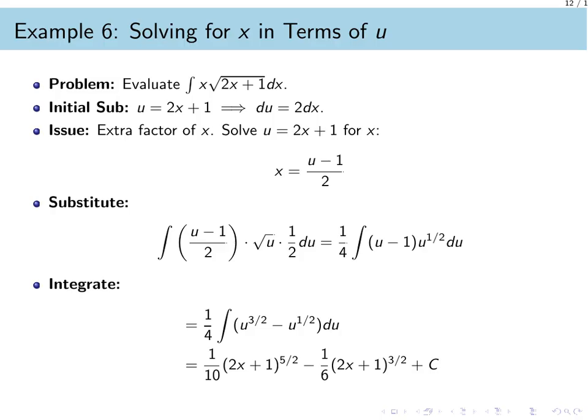Sometimes a substitution leaves an extra factor of x that is not accounted for by the differential. Here, setting u equal to 2x plus 1 works for the square root, but leaves an isolated x term. We resolve this by solving our substitution equation for x, finding that x equals u minus 1 divided by 2. We substitute this expression for the x term and replace the root with u to the 1/2. This converts the integrand into a simple polynomial in u that we can distribute and integrate. After finding the antiderivative, we substitute back to express the solution in terms of x.